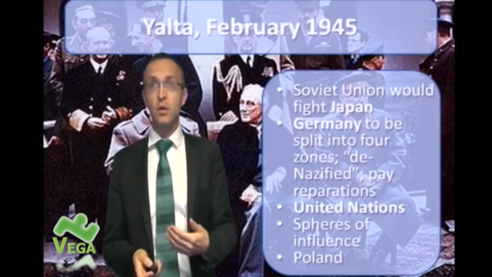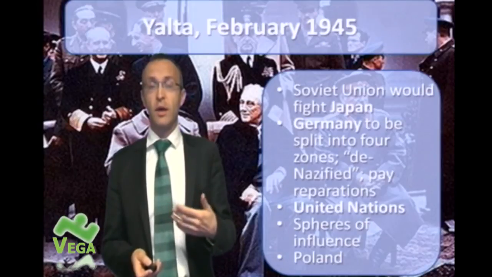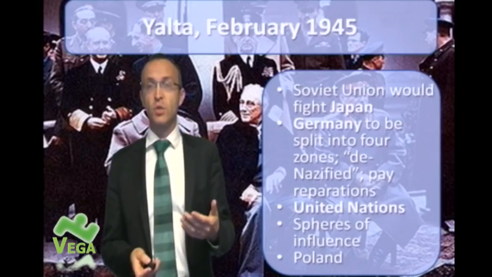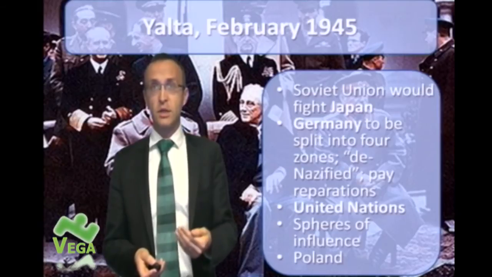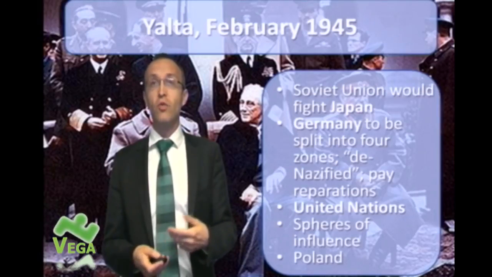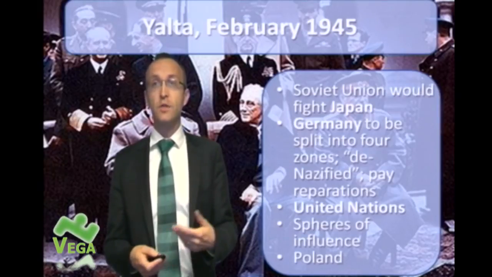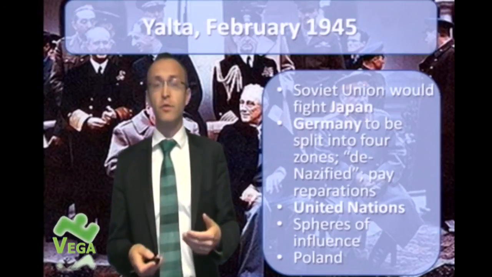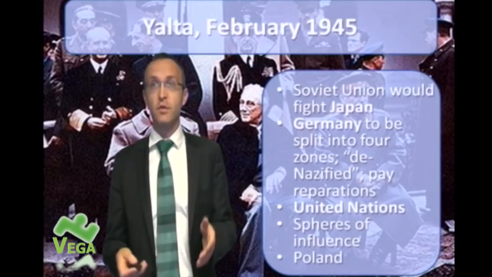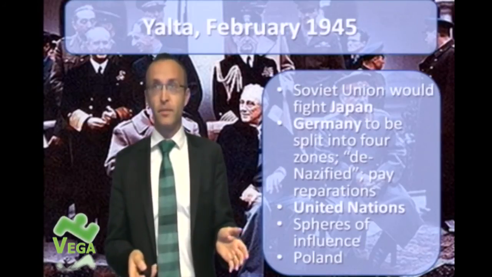The Soviet Union agreed to launch a war against Japan in the East, in order to support the USA's campaign against Japan in the Pacific. In return, the United States agreed to ratify its belief in a sphere of influence for the Soviet Union in Eastern Europe, a sphere of influence that would effectively create a series of buffer states between the Soviet Union and Germany.